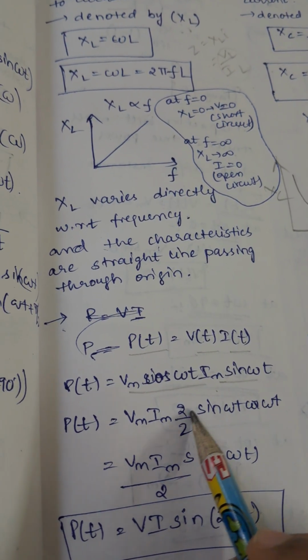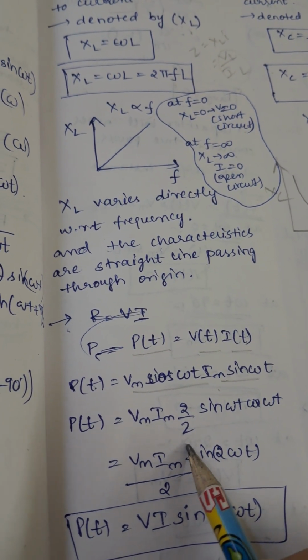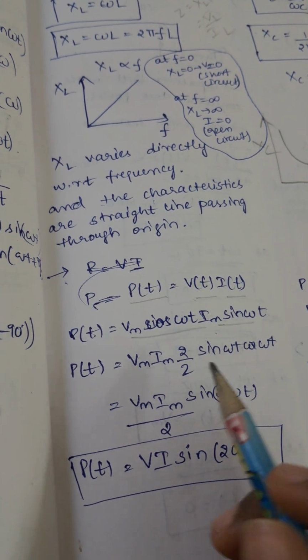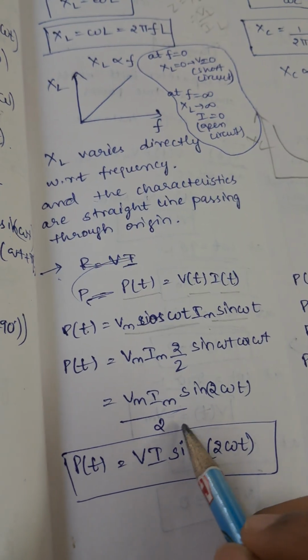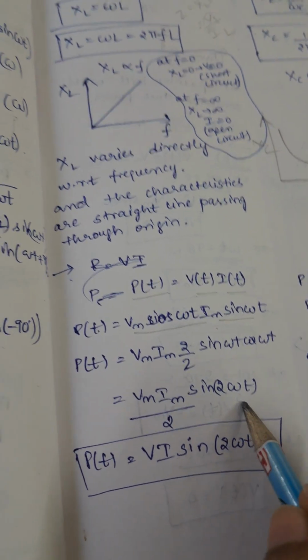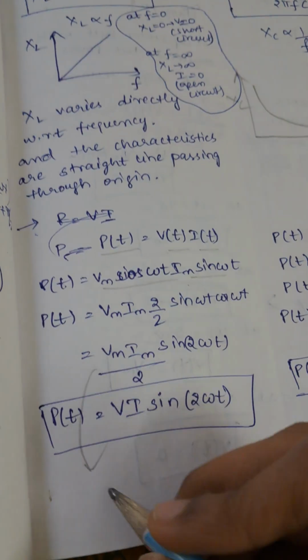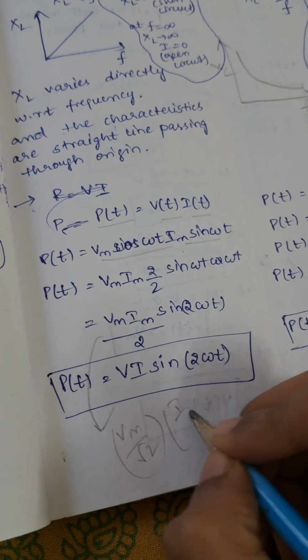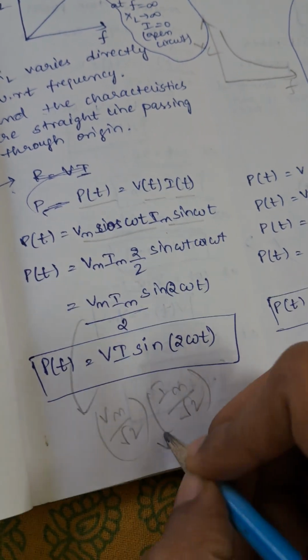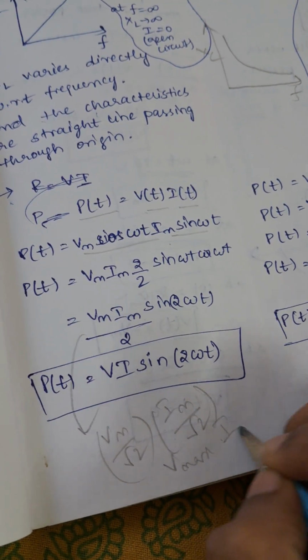So Vm Im, multiply and divide with 2. Then 2 sin a cos a will be sin 2a. So Vm Im by 2 into sin of 2 omega t. This we can write as Vm by root 2 into Im by root 2. Vm by root 2 is Vrms, Im by root 2 is Irms.